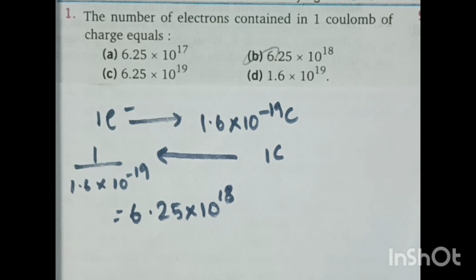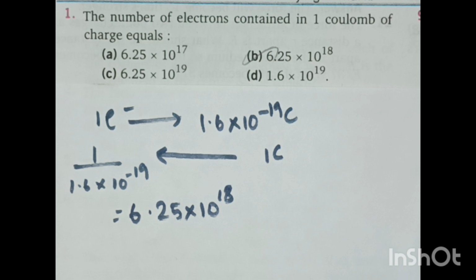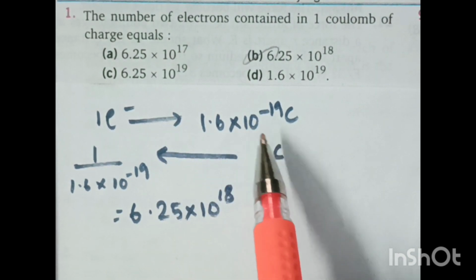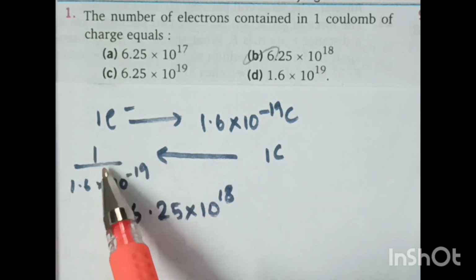The number of electrons contained in 1 coulomb of charge equals to. So we know the charge on 1 electron is 1.6 into 10 power minus 19 coulomb. Now for 1 coulomb, what will be the number of electrons?